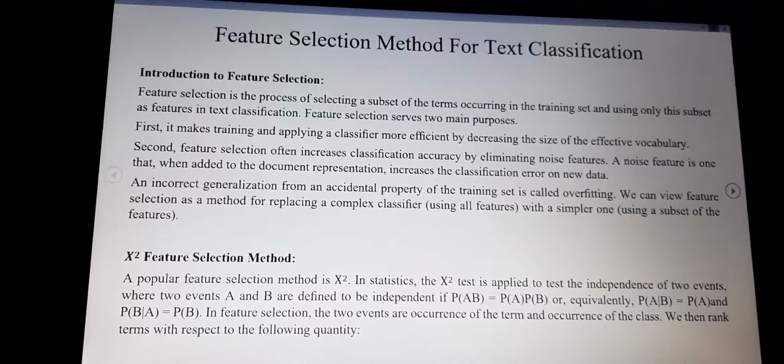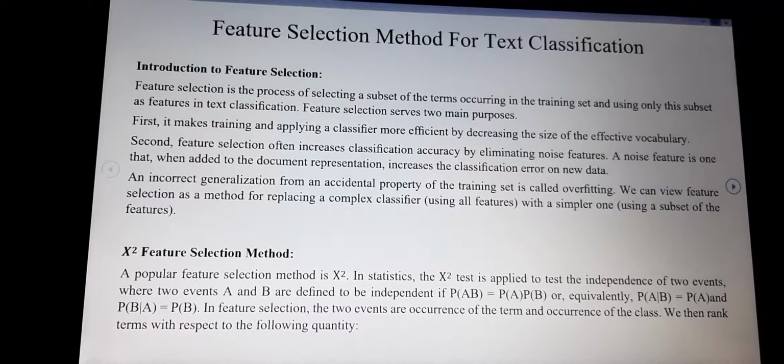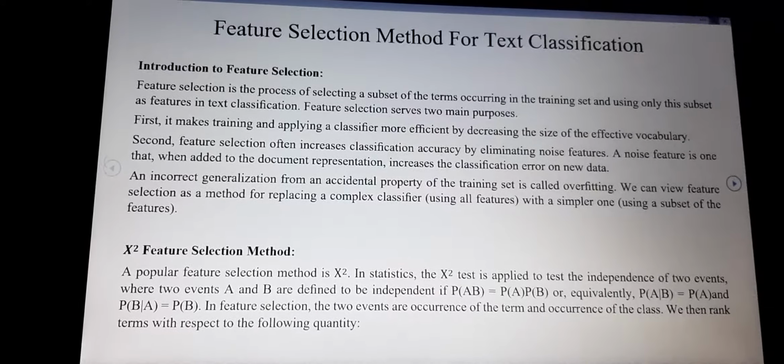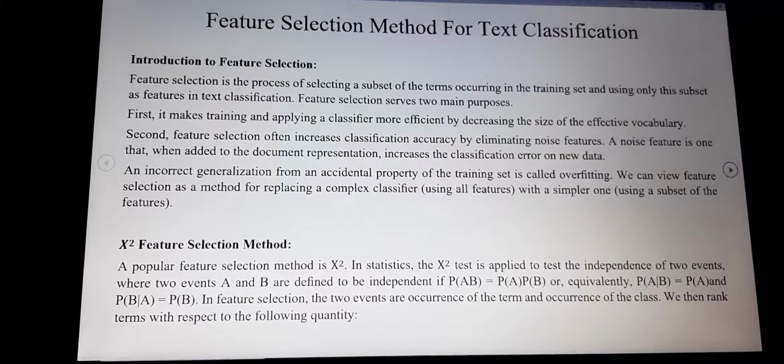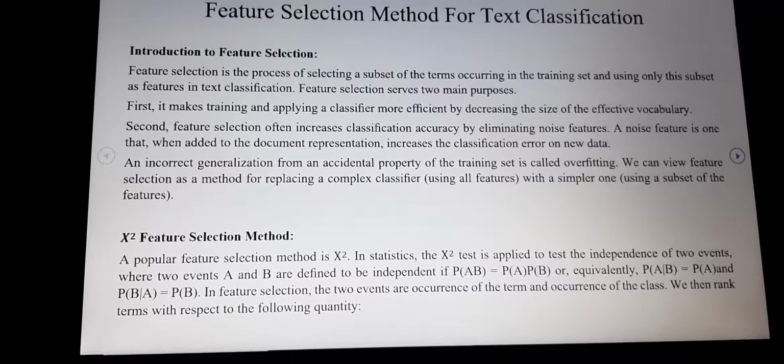Today I am going to explain the feature selection method for text classification, guided by Dr. A.J. Agrawal sir. First of all, we'll see the introduction to feature selection. So, what is feature selection?